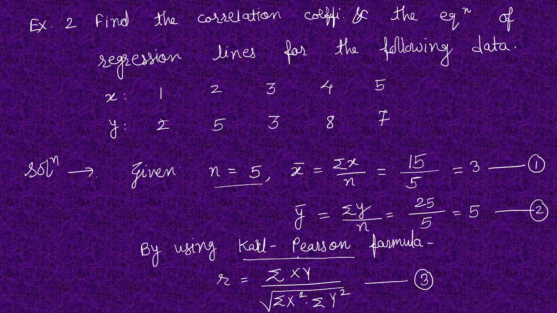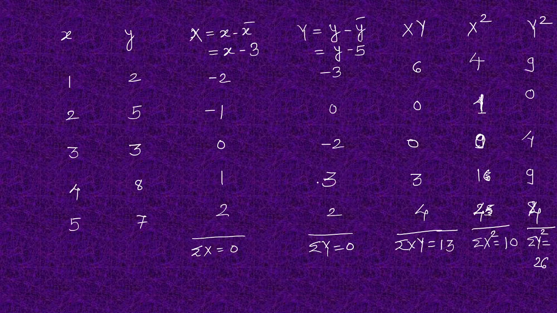We find out these required values by using the given data. Here capital X means x minus x bar, where x bar equal to 3. Then capital Y equal to y minus y bar, and y bar equal to 5. Then XY, X square, Y square. Now for first term, here 1, 2 are the values of x and y respectively. Then we find out capital X, that means x minus 3, therefore minus 2. Similarly, here 2 minus 5 is minus 3.